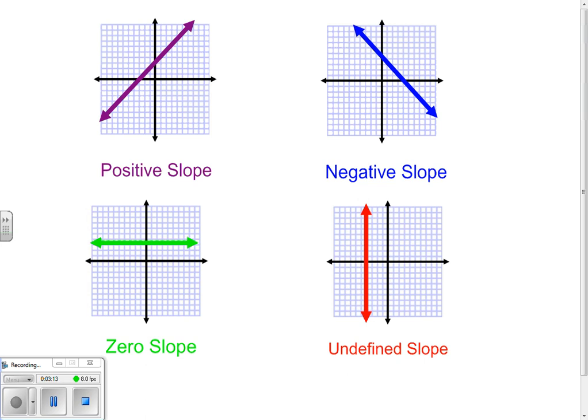And then there are 2 special cases of slope. The first one is a 0 slope, like the green one. The reason that's 0 is because, remember, slope is rise over run. And that green line, it doesn't rise. So you have a 0 on the top and some number on the bottom. 0 divided by a number is 0.